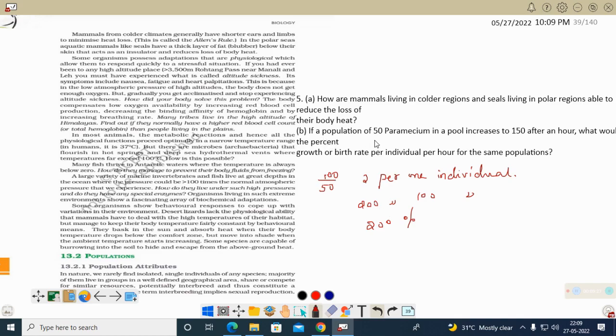The population has 50 paramecium in a pool, which increases to 150. That means 100 additional individuals came. For 50 members, 100 progenies produced means 100 divided by 50. That is the birth rate. Per capita it is 2 per one individual, which means 200 per 100 individuals. So the birth rate per individual is 2 per one individual, and the percentage growth will be 200%.